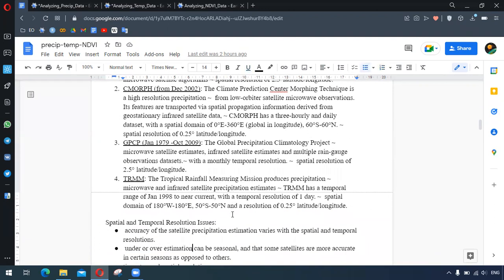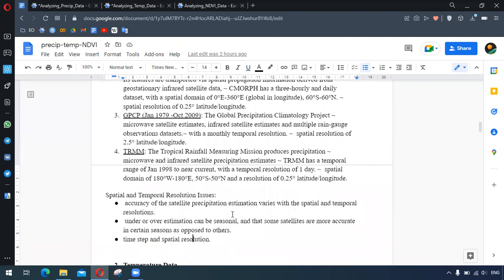So there can be some issues with spatial and temporal resolution. This is to say that seasonal differences can affect the estimation of precipitation values, and some satellites can have more accurate results. So this is again to understand that different datasets have different spatial and temporal resolution, and these resolutions can have different impacts on what we are dealing with.